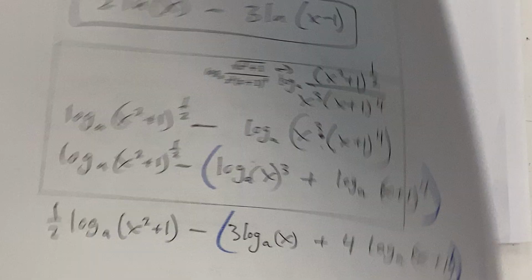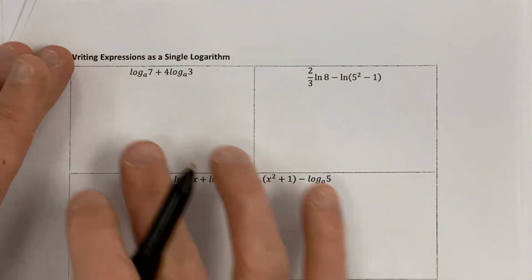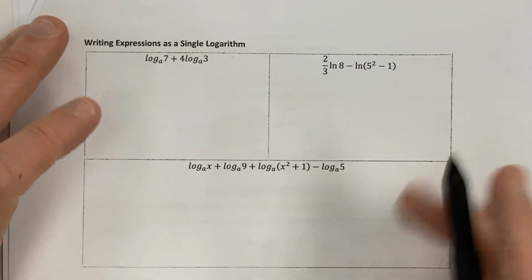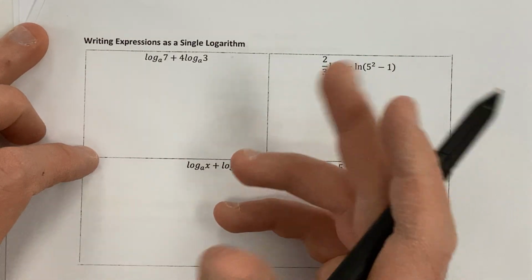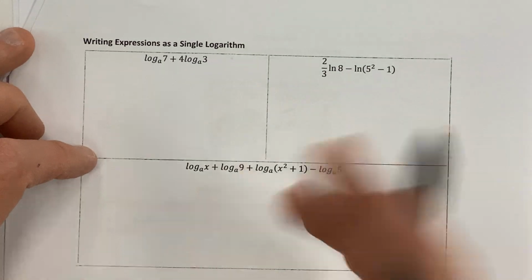All right, last page. It's a real short little lesson. These three, though, real fast, same rules, but use them in reverse. You can take a sum and turn it to a product. You can take a difference, turn it to a quotient. And you can take a bunch of sums and some differences. And let me show you.